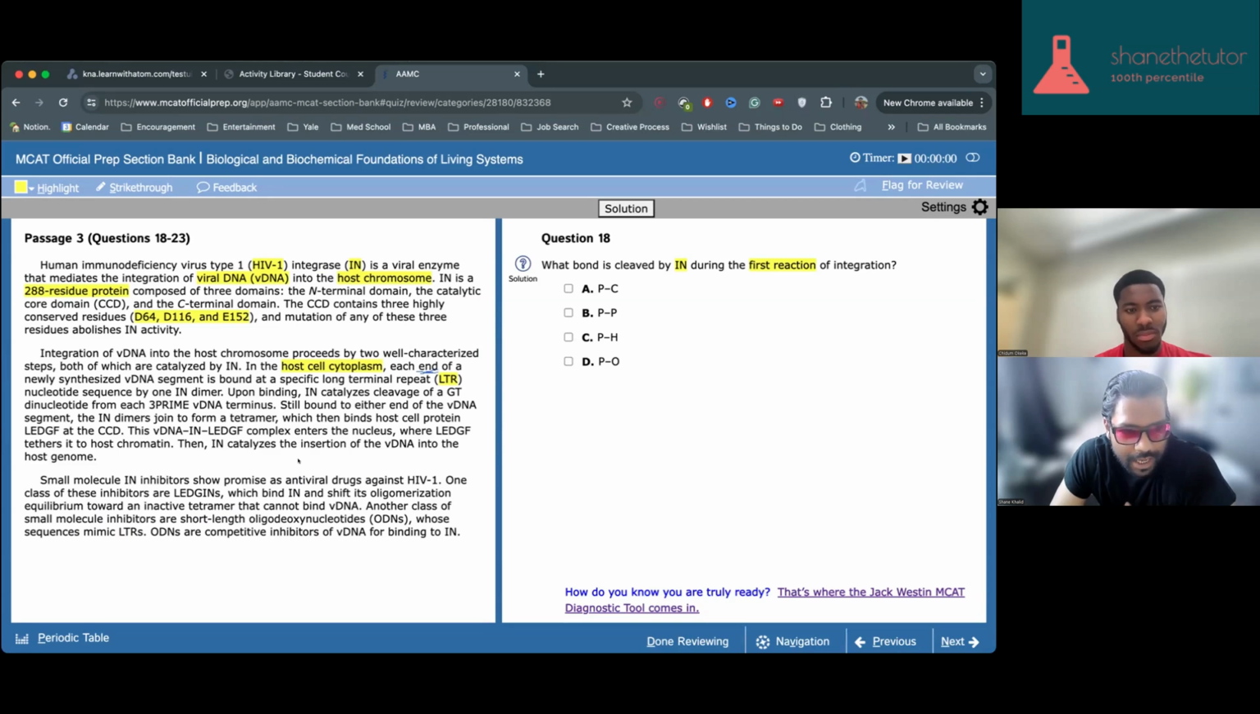You can continue the end of that sentence. So they're bound at a specific LTR nucleotide sequence by one IN dimer. A dimer is almost like twins, I suppose, paired with one another. So if they asked you the weight of it, you would be able to find it, right? Could they specifically mention that it was one dimer? A dimer is two, so whatever the weight is, you just multiply by two. Yep, all right, cool.